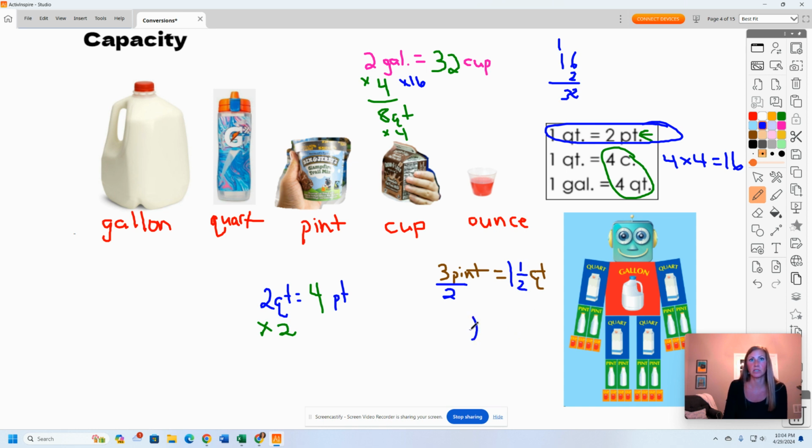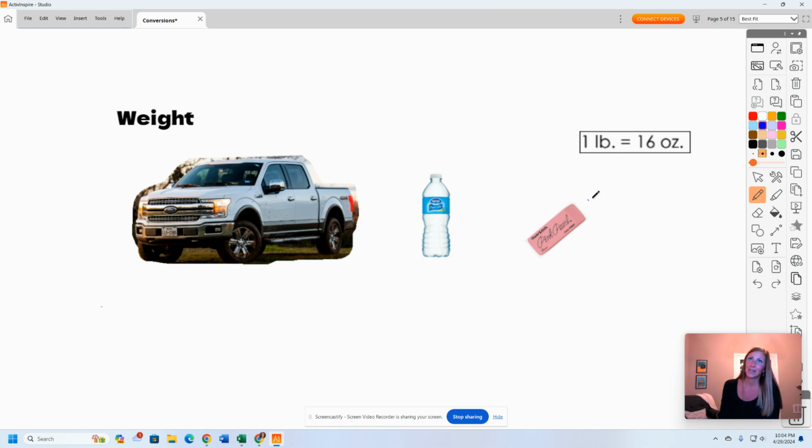For those of you who like to see it with an actual division sign, which you don't have to do, since you can do that mentally, it goes in 1 time, and see how there's 1 left over, right? Out of 2. So you have a mixed number in that situation, okay? All right, that was capacity. So now let's go to weight.